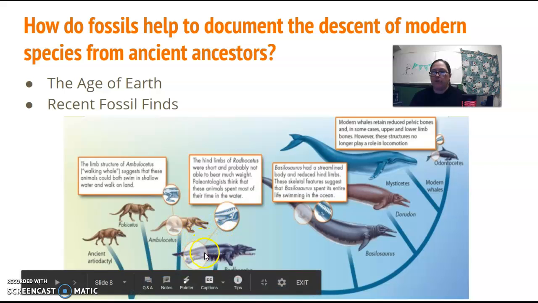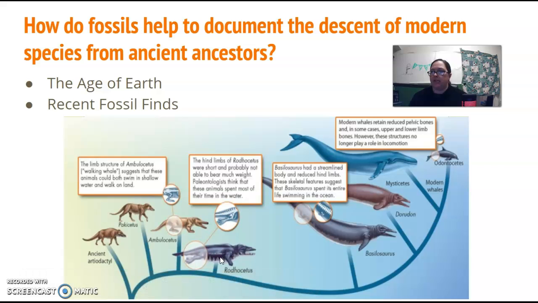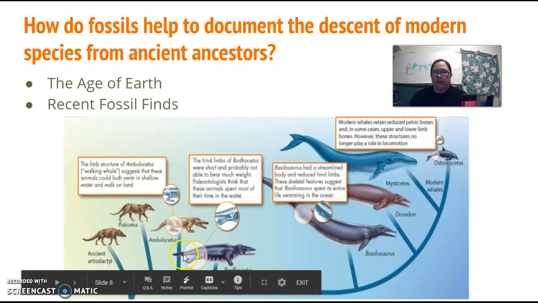This one right here, Rhodocetus, has a limb structure that cannot bear much weight. It's not strong enough. So this suggests that it spent most of their time in the water. And here we go. These are theorized to be ancestors of modern whales.